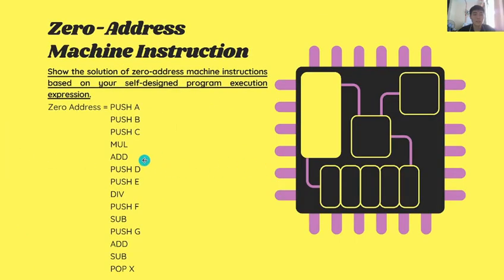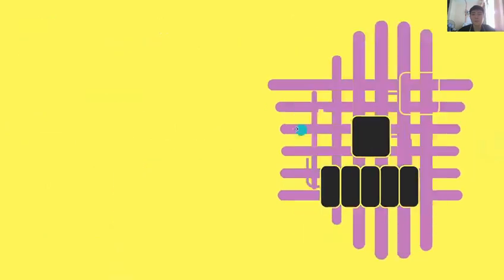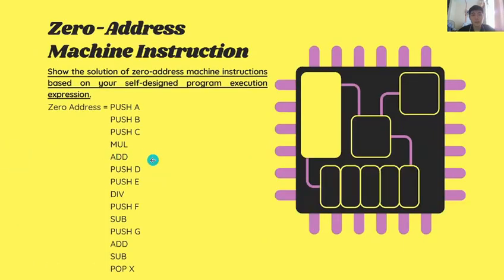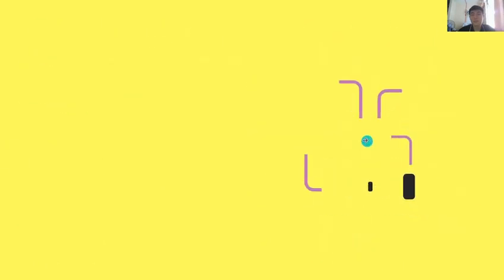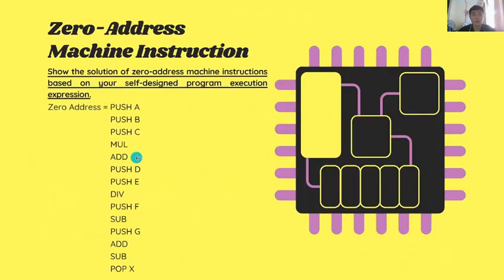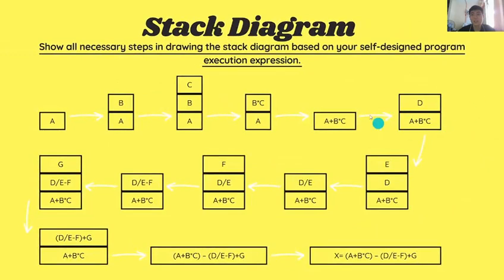And then another one is multiply. Multiply, just take the above one to down, because the stack diagram is seen from above to down. So it's like this, B multiplied C. Okay, and then the next is add. Add, you take the above one to down, like A plus B multiply C. And then another instruction is push D. Push D, that means you write the D above A plus B multiply C, like this.